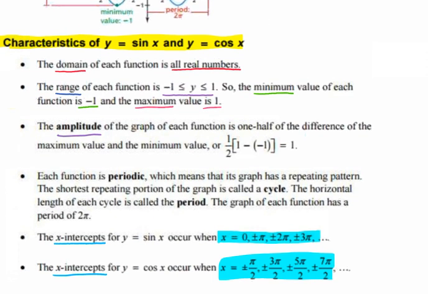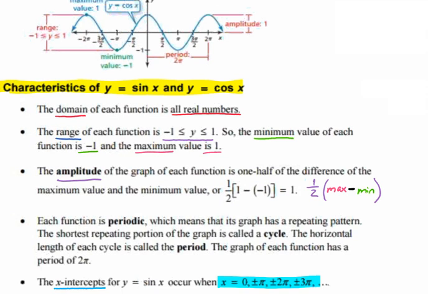So the domain of each of the functions is all real numbers. The range of each function is between -1 and 1. So that means that the minimum value of each function is -1 and the maximum value is 1. The amplitude of the graph of each function is 1/2 of the difference of the maximum and minimum values, or in this case, 1/2 of 1 minus -1, which is 1. Now, if we're not dealing with the parent function, we're looking at 1/2 of the maximum minus the minimum.